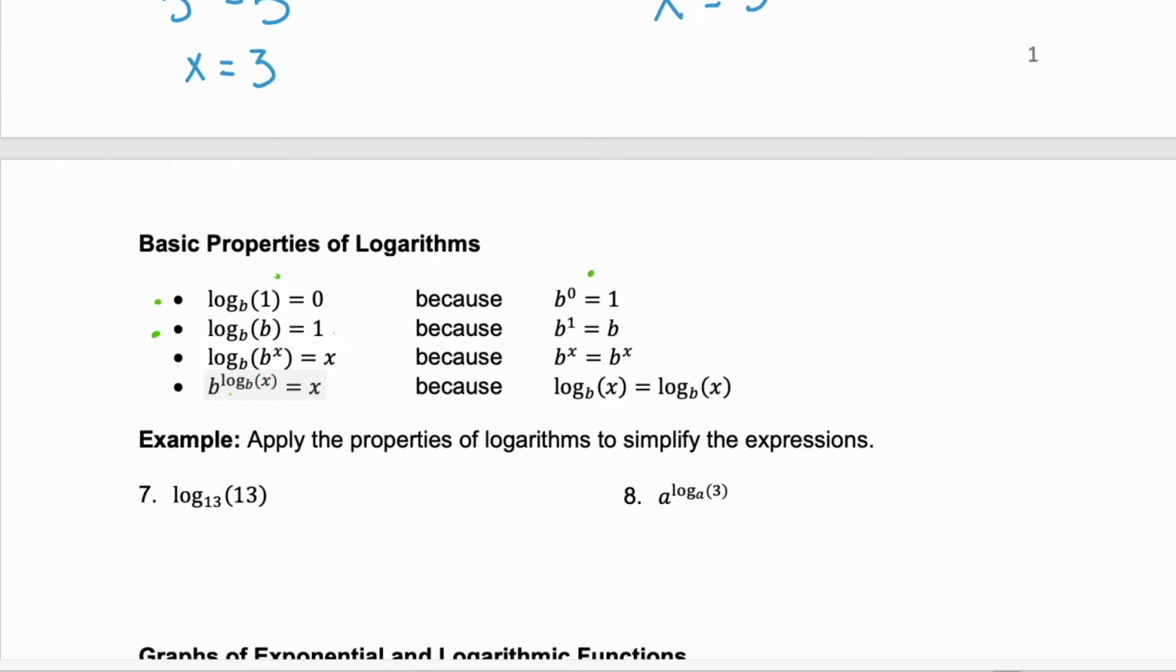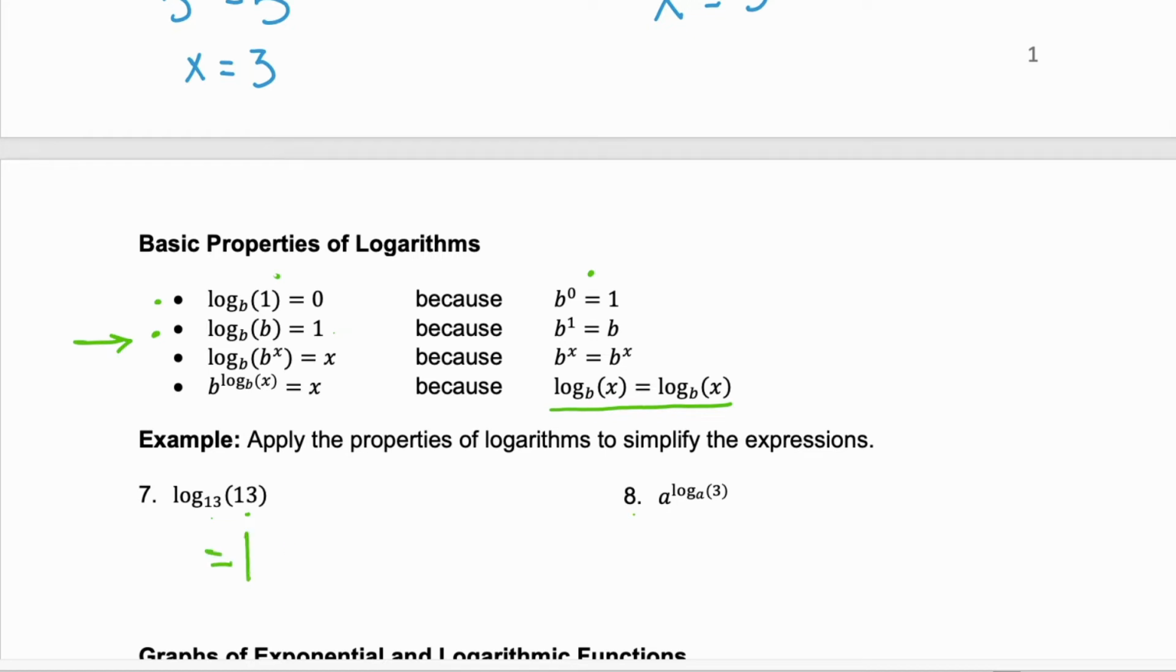And because those bases are the same, we can set those up as it equals a log. Let's look at example 7 and 8. We're going to use those properties of logs to help us simplify these expressions. Notice in example 7, the base of our log is 13, and our argument is also 13. That is the second property here. So the answer is 1.